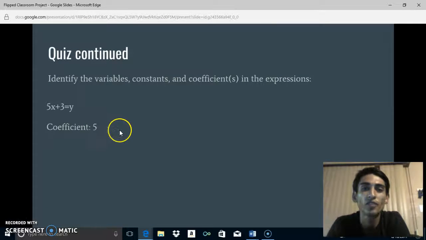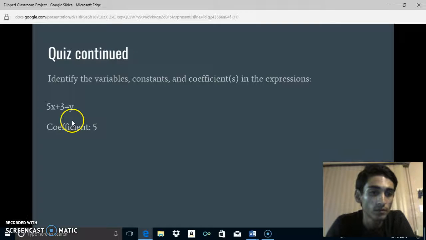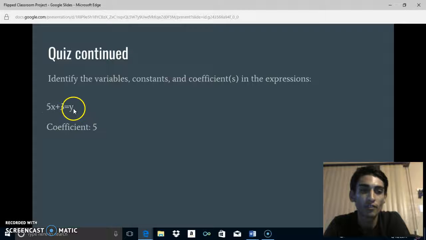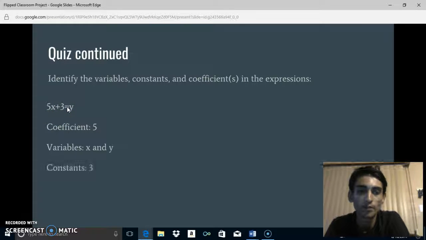Let's take a look at a few more examples. So, in this problem, or equation, we have 5x plus 3 is equal to y. The number in front of the x is 5, so that is our coefficient. Now, our variables, again, are the x and the y. And our constant is 3.